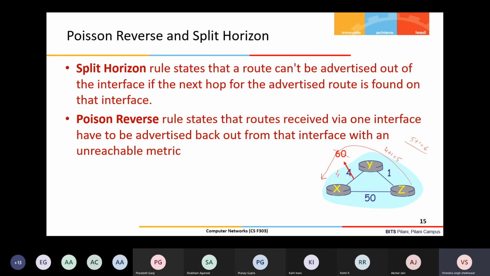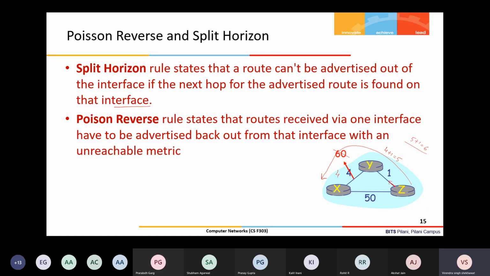Reading this, split horizon means this rule states that a route cannot be advertised out of the interface if the next hop for the advertised route is found on that interface. With respect to this topology, Z is not supposed to advertise the route which it learns to this interface, the interface through which it is connected to Y. It should not advertise back that route if this route was learned from this interface only.